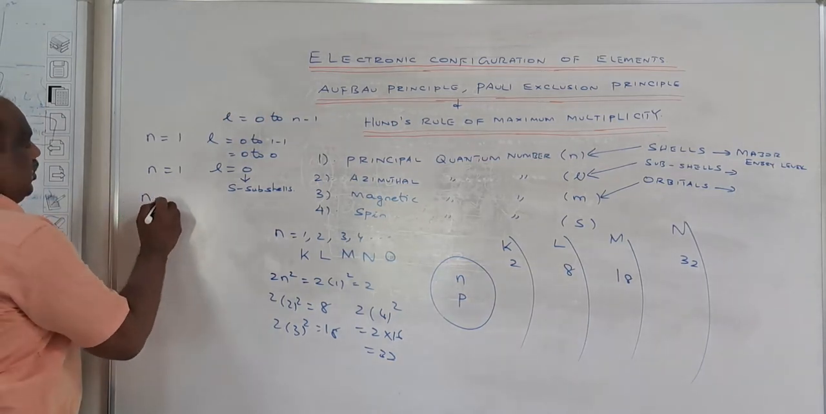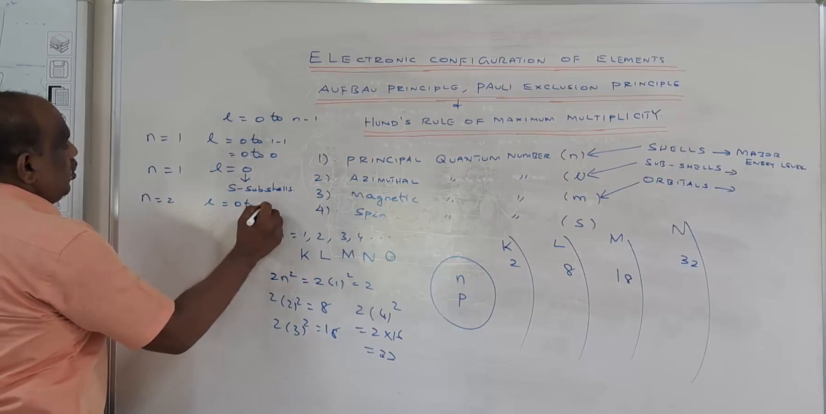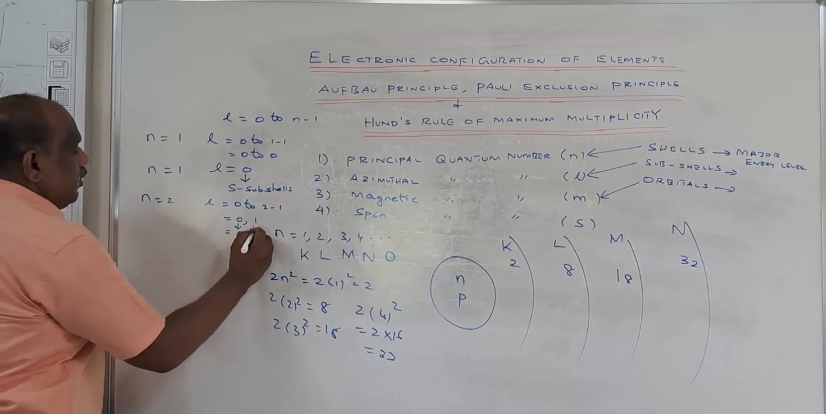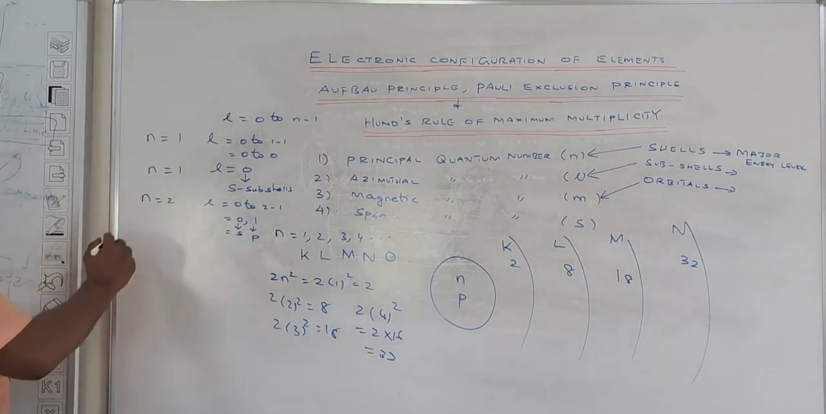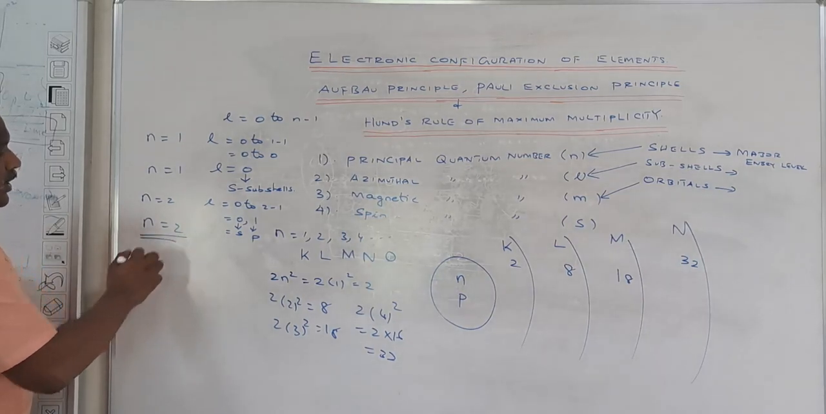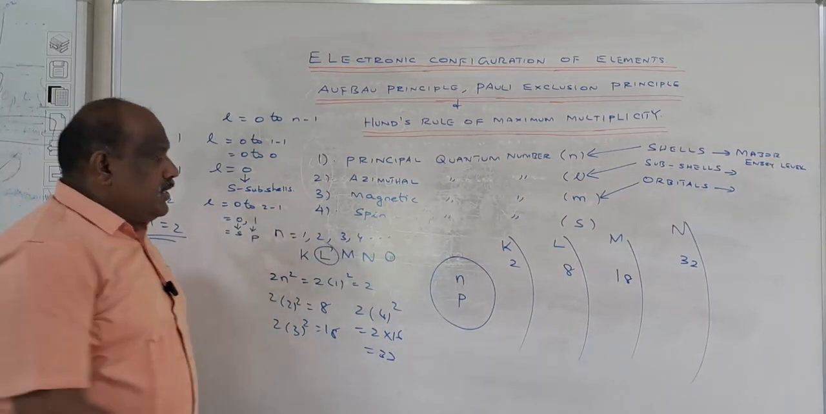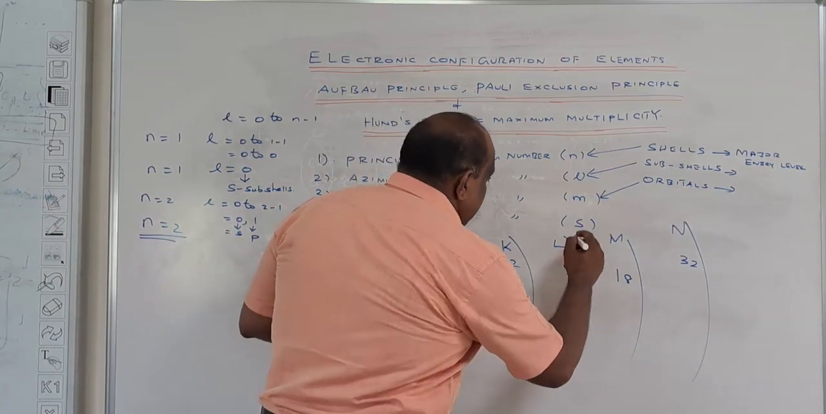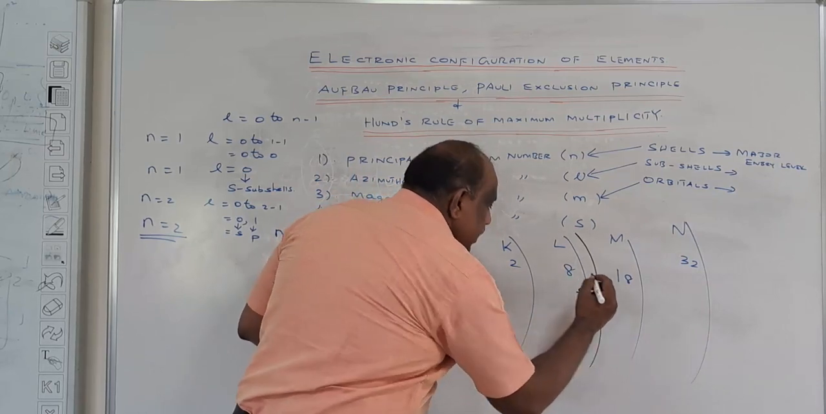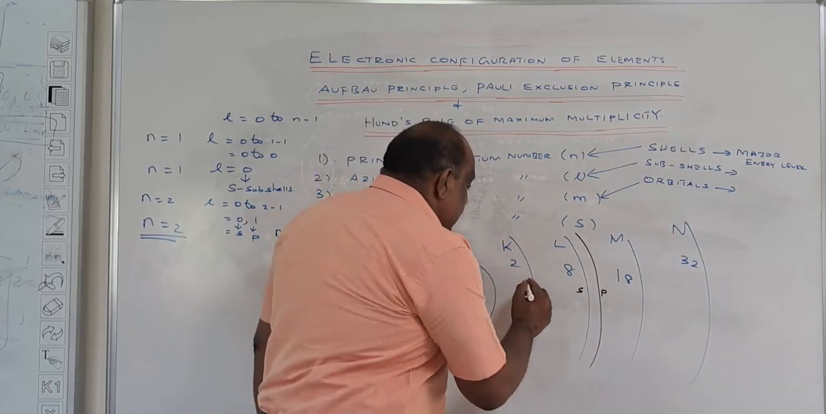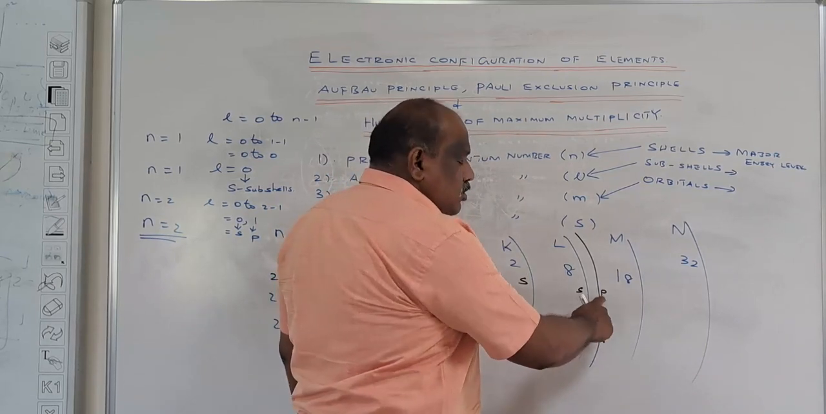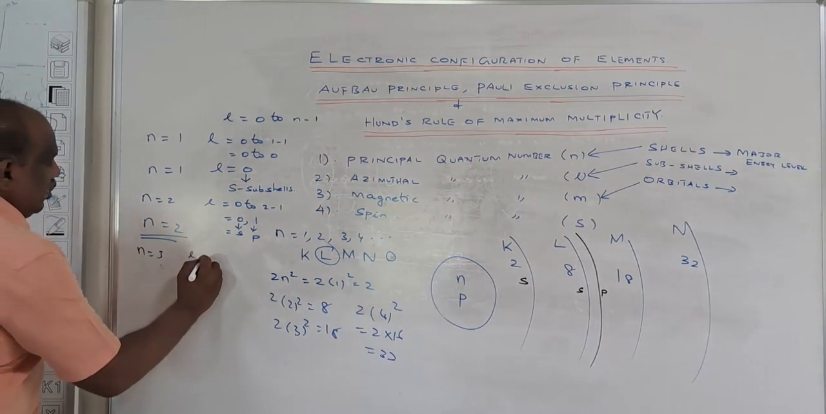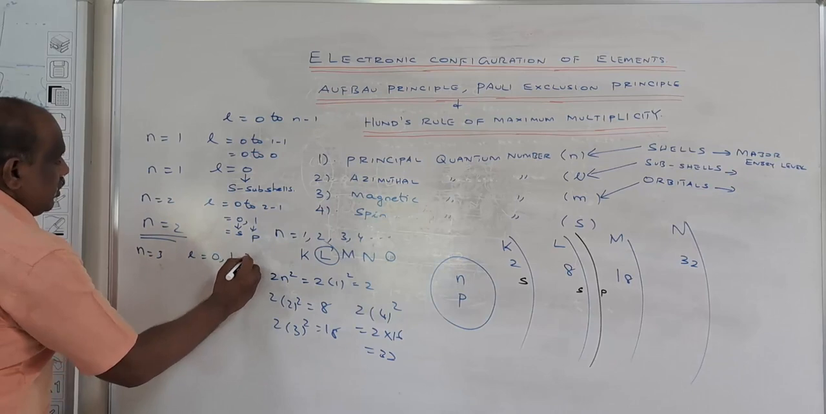And when n equals 2, l will be 0 to 2 minus 1, so it is 0, 1. 0 means it is the s subshell, and 1 means it is the p subshell. So when n equals 2, it is the L energy level. So this L energy level has 2 subshells, s and p. For n equals 1 there is only one subshell, the s. And when n equals 3, if we proceed like this, l will become 0, 1, 2.